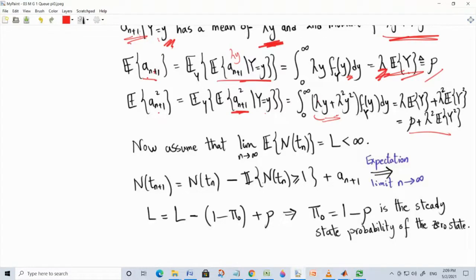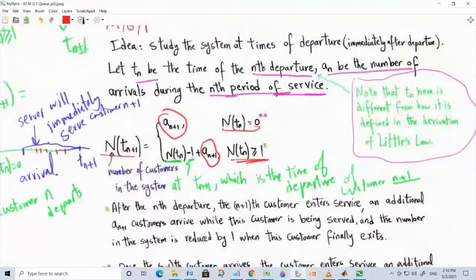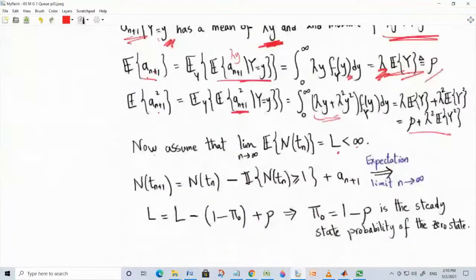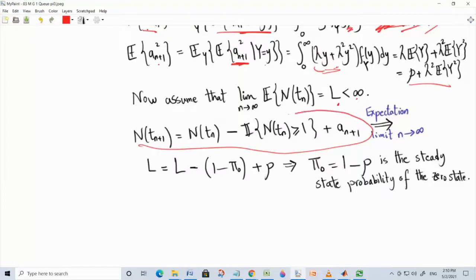So let's study a useful situation in which the expected number of arrivals at time instant tn is a finite positive number. It can be huge, no problem, but it should not be infinite. Now the idea is that we will take this recursion here. I am writing it as just one expression. The difference between the two cases is that in one case we have minus one, in the other case we don't, so I will just write it with an indicator.